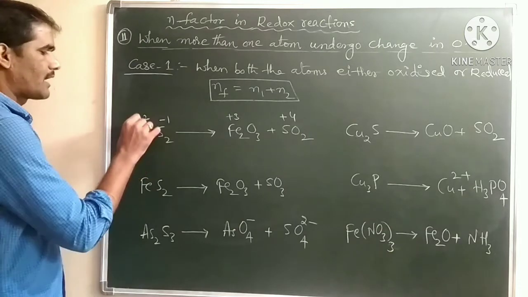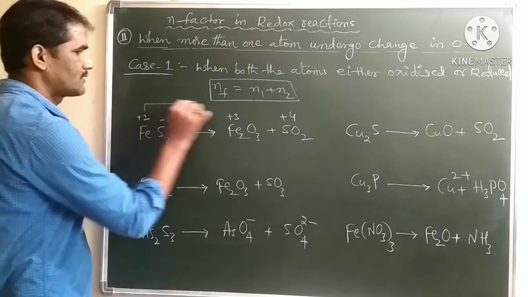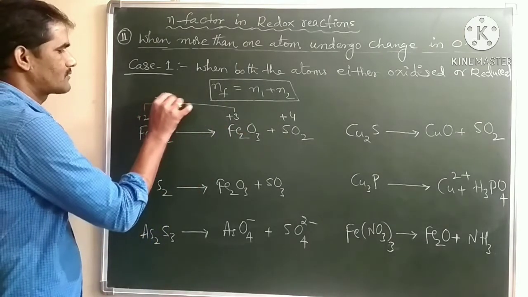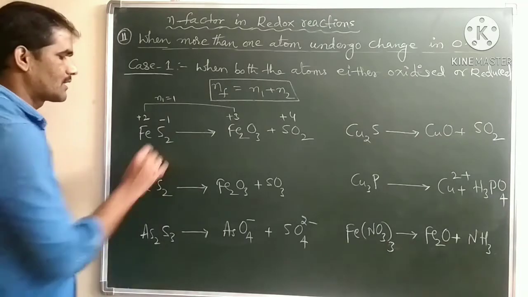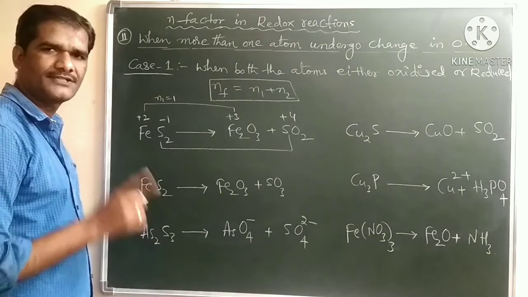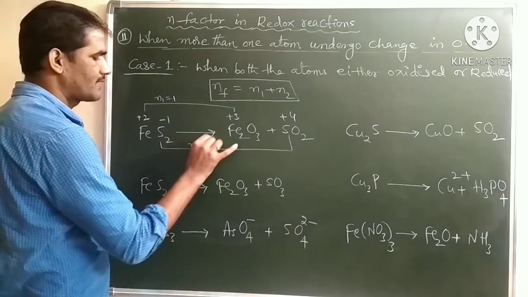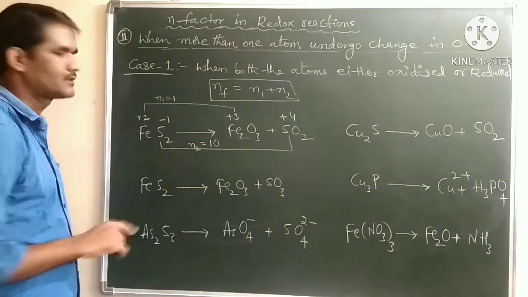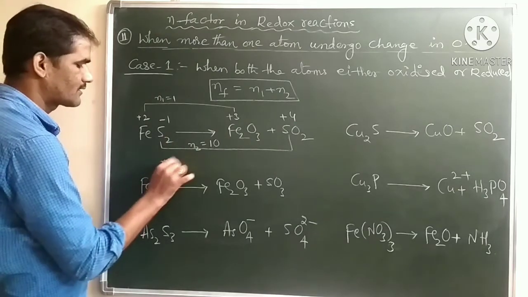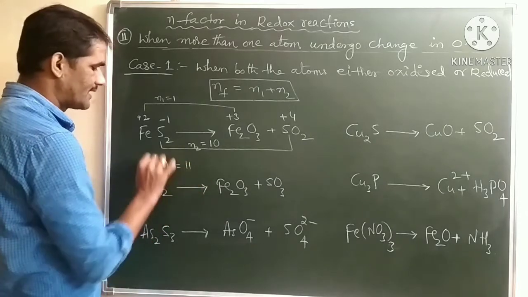Now check iron +2 to +3. What is the change? 1. There is 1 iron atom, so N1 is equal to 1. Similarly sulfur -1 to +4, change is 5, but 2 sulfur atoms are there, so 2 into 5, 10. So here N1 equals 1, N2 equals 10. So the resultant n factor for this molecule, N1 plus N2, is 11.